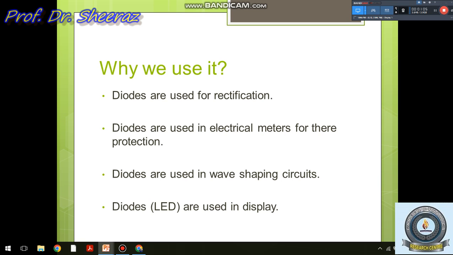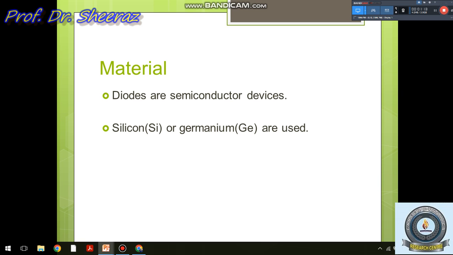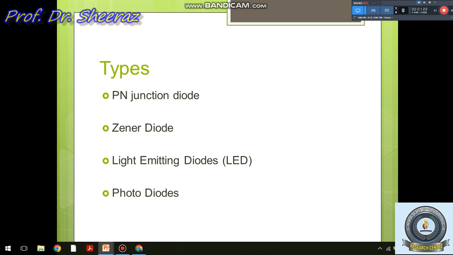Diodes in the form of LEDs are normally used in displays, and we have seen these in different colors in different applications. Now, diodes are semiconductor devices. They are made of either silicon or germanium. There are four broader types of diodes: PN junction diodes, Zener diodes, light emitting diodes, and photodiodes.